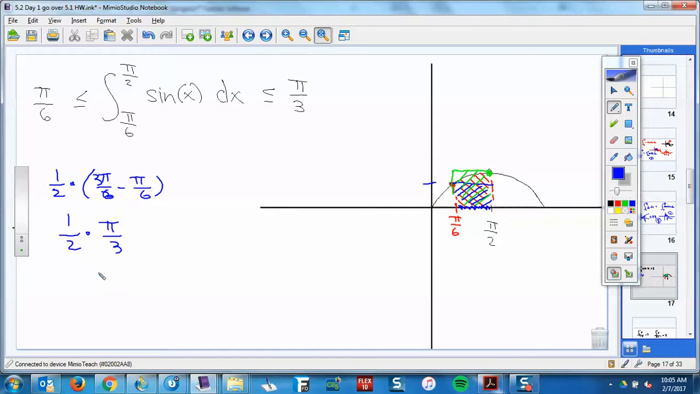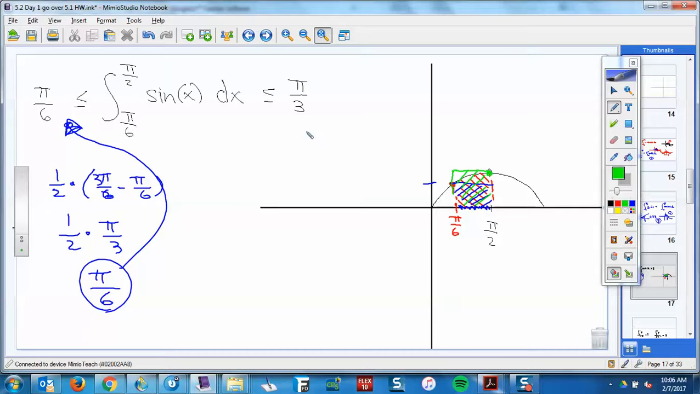Right? So doesn't that blue area have to be pi sixths? And we know that the area has to be equal or greater than that, because if the function stays at the minimum the whole time, it'll have that area. But if it's bigger than that anywhere in there, the area will actually be more. So that's where that number comes from.